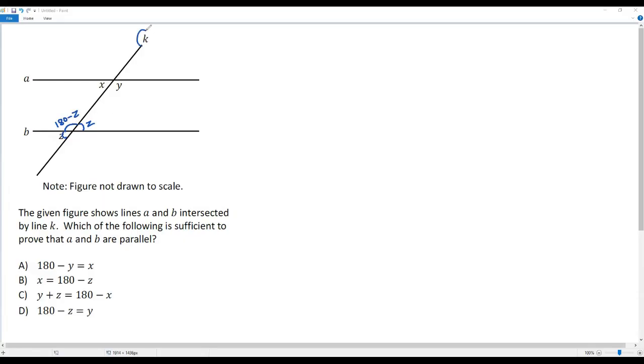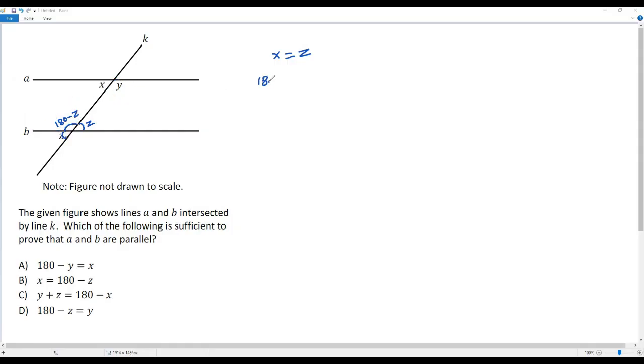Okay, since a transversal K intersects two lines A and B, let's consider some stuff on these four angles. Now let's consider angle X and angle Z. These two angles are called alternate interior angles. Here if A and B are parallel, then these two alternate interior angles must be equal, that is X and Z. So if X and Z are equal, we can say these two lines A and B are parallel. And also we can consider this one and this one. These two angles are alternate interior angles, and if these two angles are equal, then A and B are parallel.